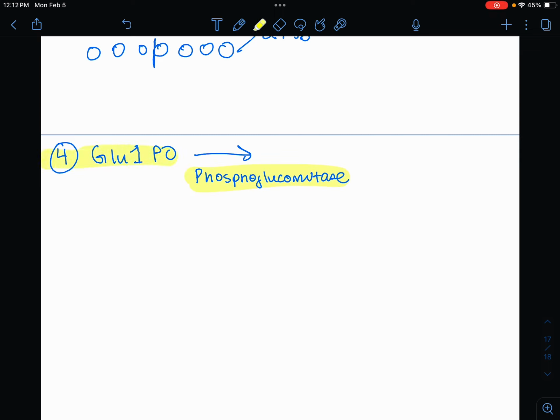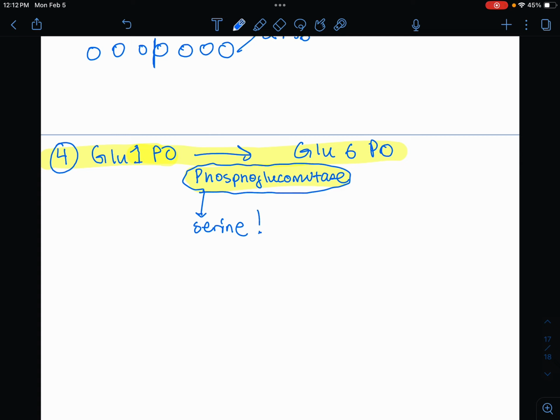And we're going to be transforming it into glucose 6-phosphate. On this enzyme, we have an important serine. This amino acid, if it's missing from the enzyme, then it's going to be inactive. So we need that serine there for this to work.